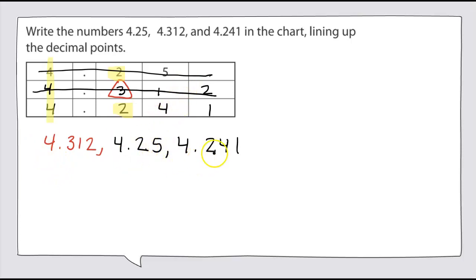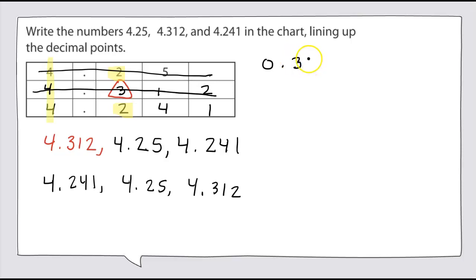Least to greatest would just flip it. So 4 and 241 thousandths, 4 and 25/100, and then 4 and 312 thousandths. Okay, I hope that makes sense. If you would like to try one, to put them in order from greatest to least or least to greatest, you can use these decimals. So this is a time to pause the video.